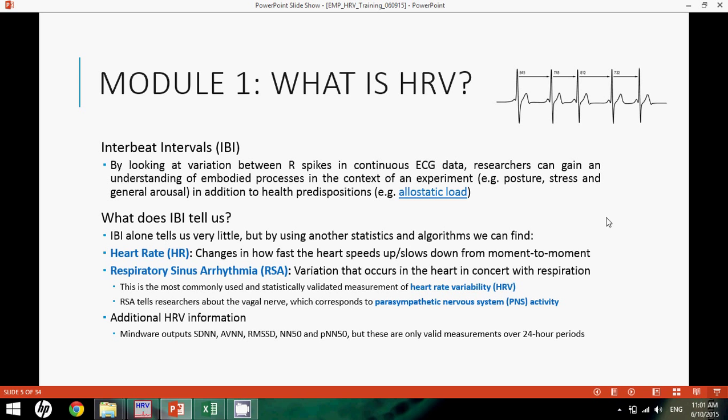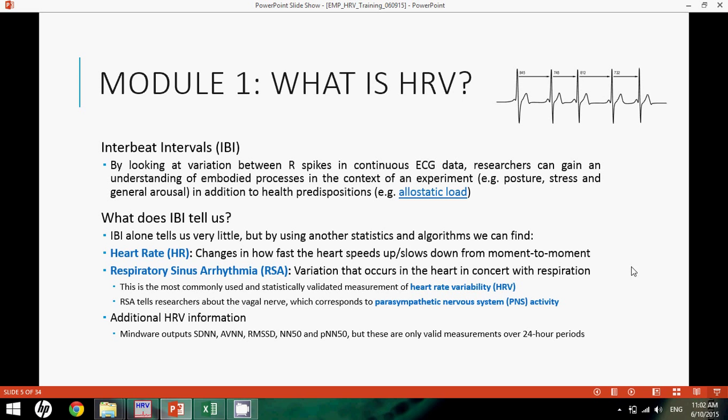So IBI tells us very little alone. It is an important measure, and it is reported in most journals. But IBI also helps us to understand general heart rate, which is a variant of IBI. It's just a different measurement. IBI is in milliseconds, heart rate is in beats per minute. But we can also learn more about heart rate variability or respiratory sinus arrhythmia. And this is basically the heart's oscillations in concert with the respiration rate.